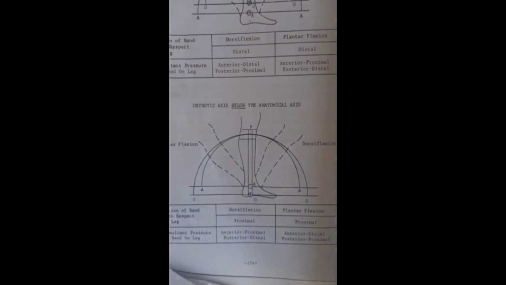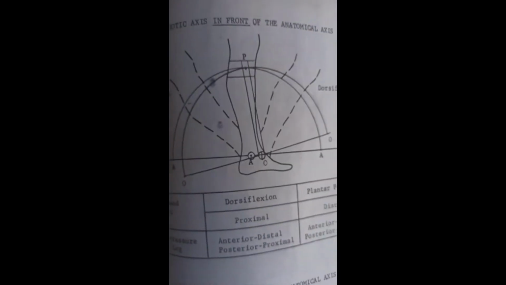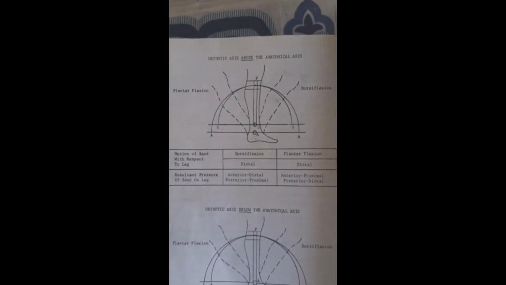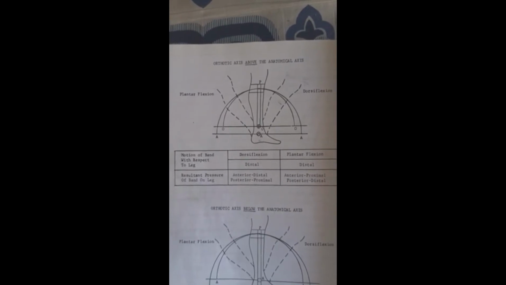Second is when it is below. Third, when it is in front. And last, when it is behind the anatomical joint. Before explaining the boxes, which show the motion of the band with respect to the leg and the resultant pressure on the leg, I would like to explain the markings on the diagram.